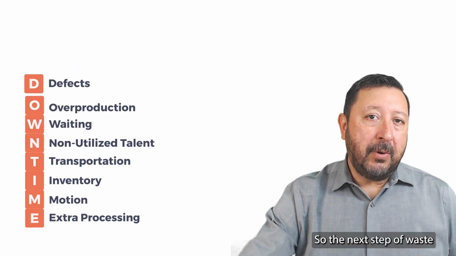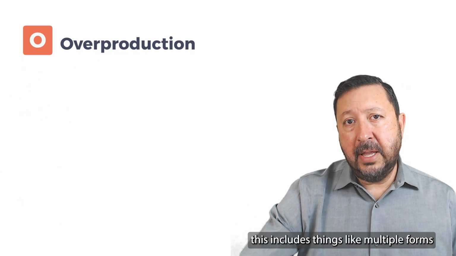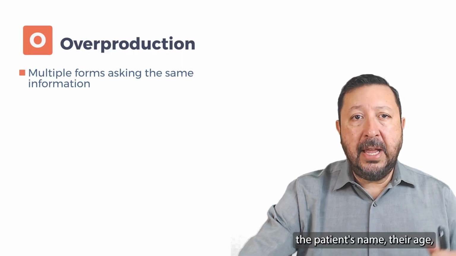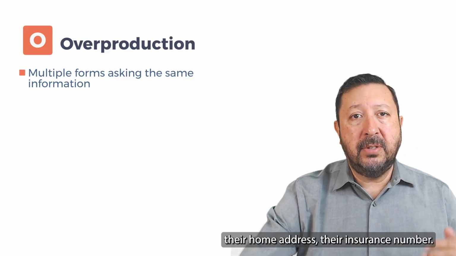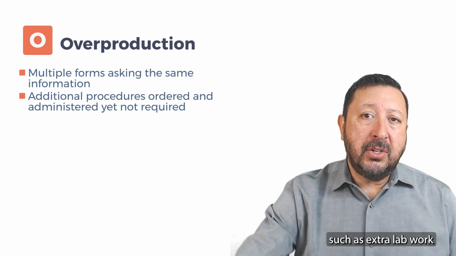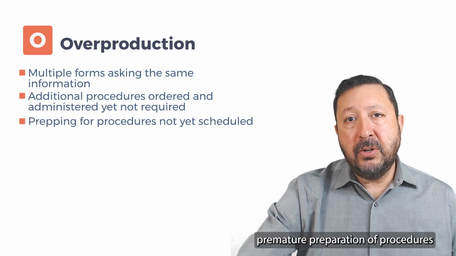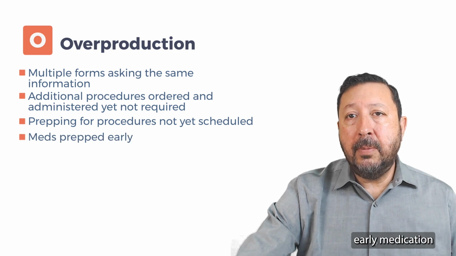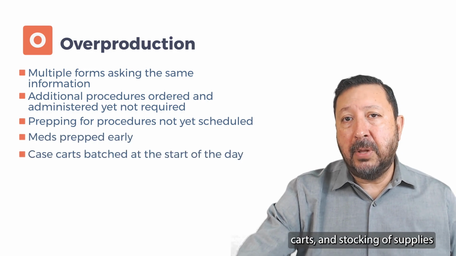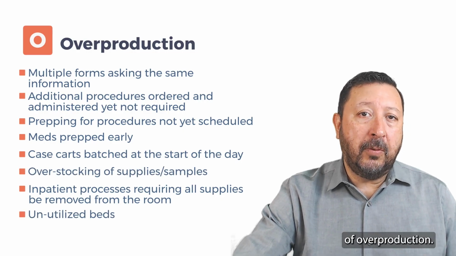All right, so the next type of waste is overproduction. In healthcare, this includes things like multiple forms that ask the same information: the patient's name, their age, their home address, their insurance number. It can also be things like unnecessary procedures, such as extra lab work that wasn't even requested. Premature preparation of procedures that were not going to be performed, early medication prep, early batching of case cards, and stocking of supplies requiring removal from the rooms are also examples of overproduction.